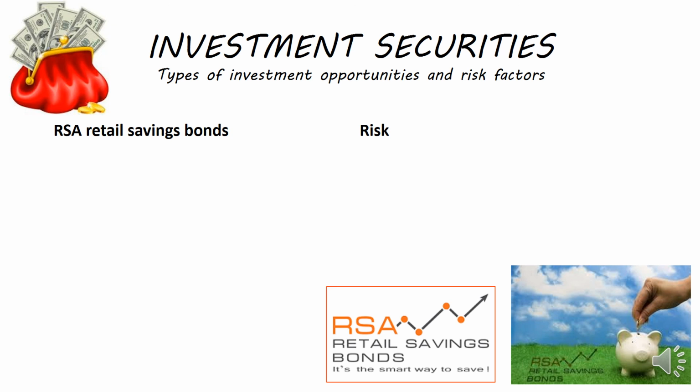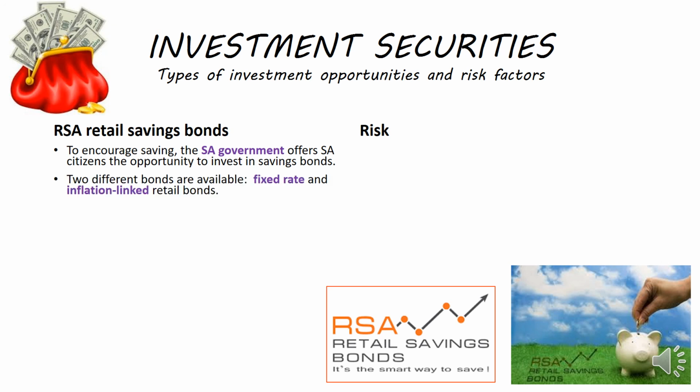Right. I think this is the last option that we are looking at. So the RSA retail savings bonds. Okay, this is offered by the South African government to South African citizens. Right, if you are investing in savings bonds, you are basically buying a savings bond from the government. All right, two different bonds are available. Okay, you can choose if you want a fixed rate bond or an inflation linked retail bond.